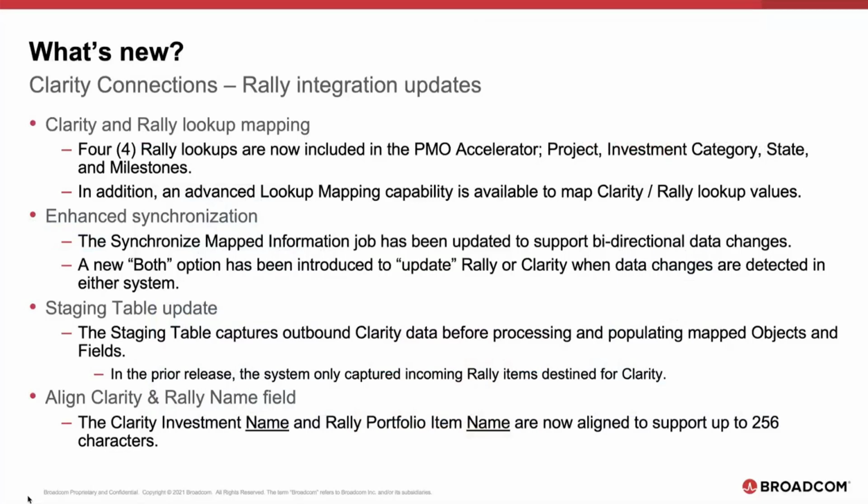Second, the sync job has been updated to support bidirectional data changes. In other words, information updates can flow both ways depending on where the data changes are detected. Third, an additional staging table is in place to capture data moving from Clarity to Rally. In the last release, there was only a single staging table available to capture data moving from Rally to Clarity. So lastly, Clarity was updated so its investment name would support up to 256 characters, which now matches Rally portfolio item names.